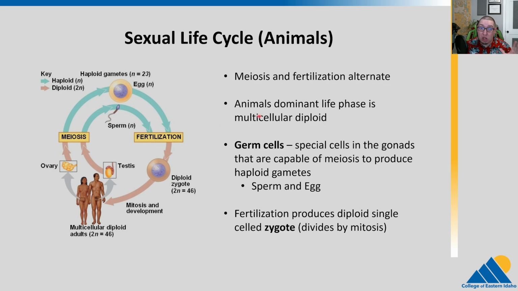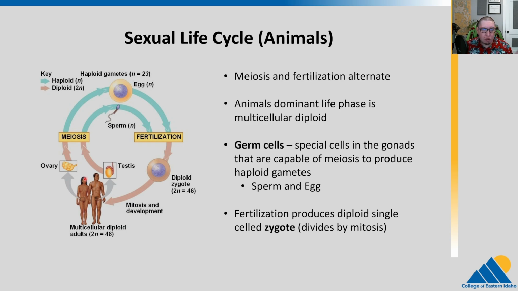In animals, the dominant life phase is the multicellular diploid phase. That's the one that occupies most of the time. And indeed, the sperm and the egg are not a free-living generation. They will die outside of the multicellular diploid. That's not the case for all animals, but for most mammals, that is indeed the case.